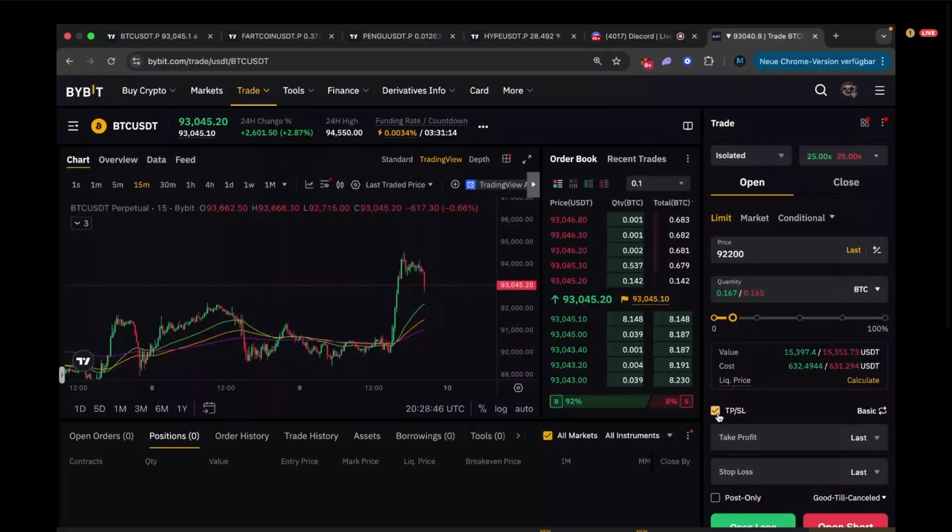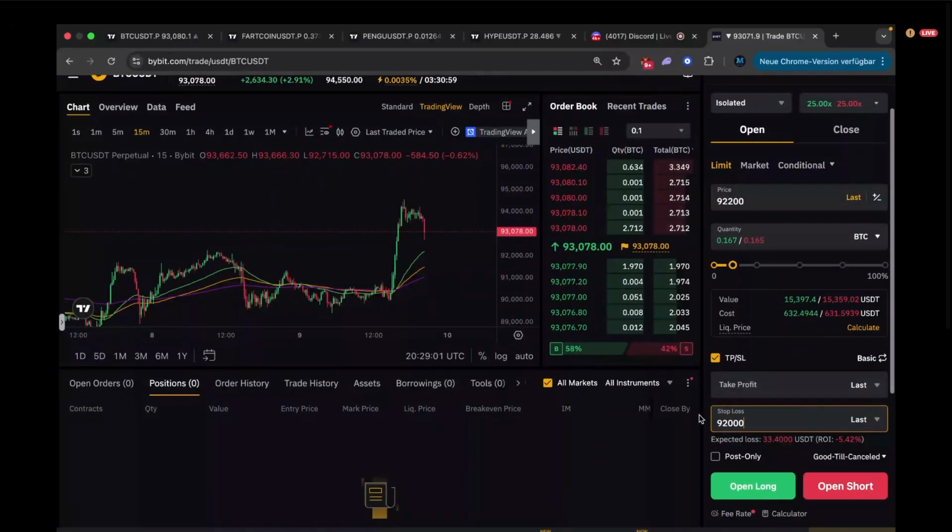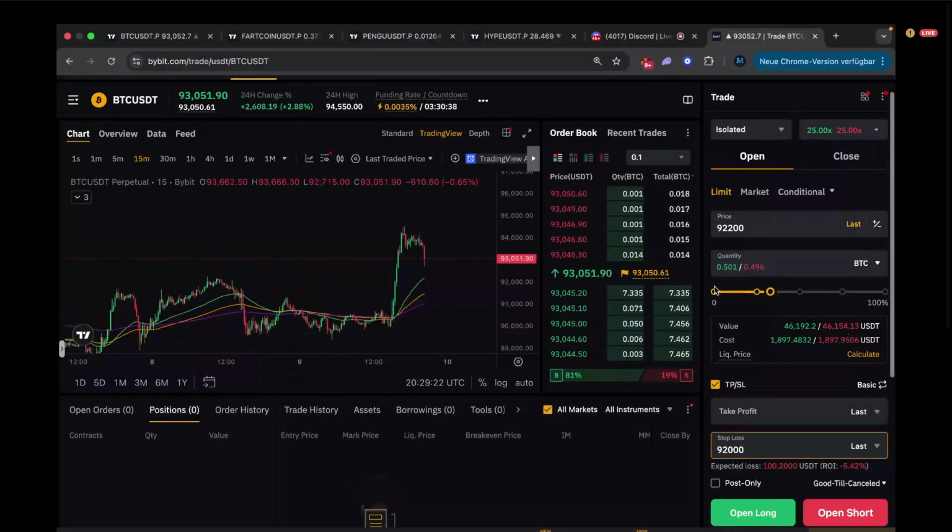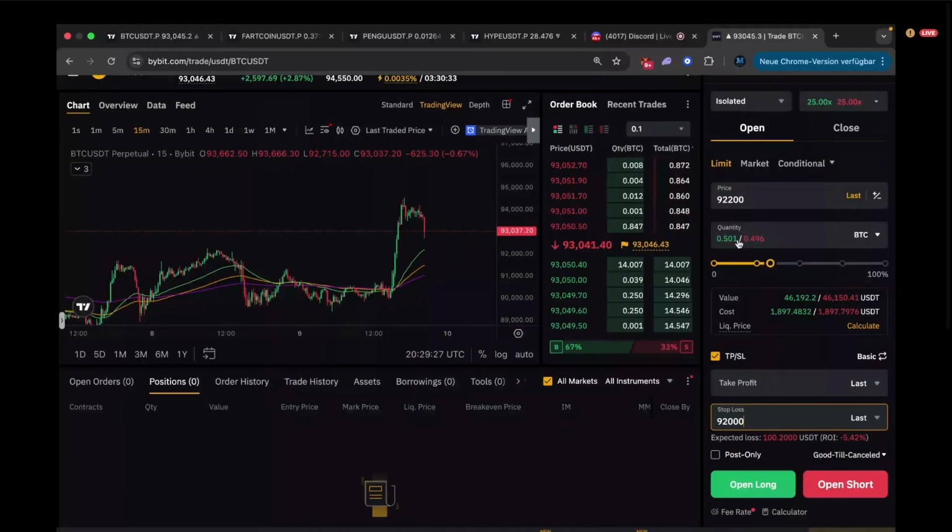So what you do is, guys, you type in the stop loss here. Let's say I tell you the stop loss is 92,000. Okay, 92,000. Now Bybit shows you how much you would lose when this trade fails. And what do we have here? 33, right? And now you simply set your size so that you risk $100 here, guys. And it sets your margin, which is 0.5 BTC.